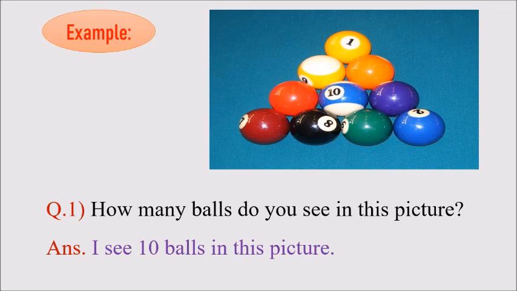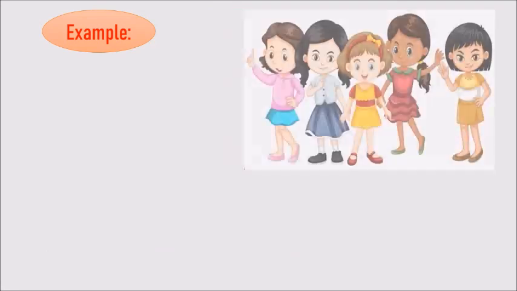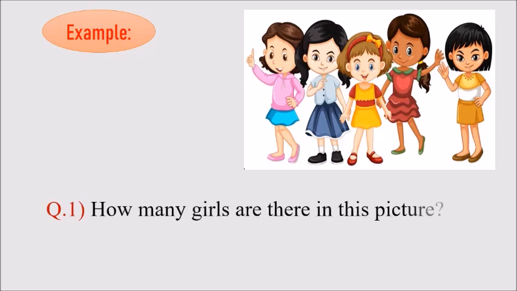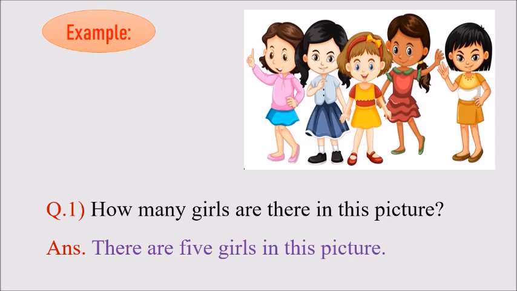Now let's see another example. In this picture you can see some girls. How many girls are there in this picture? Once again we are using how many in this question for knowing the number of girls. So your expected answer would be, there are 5 girls in this picture.